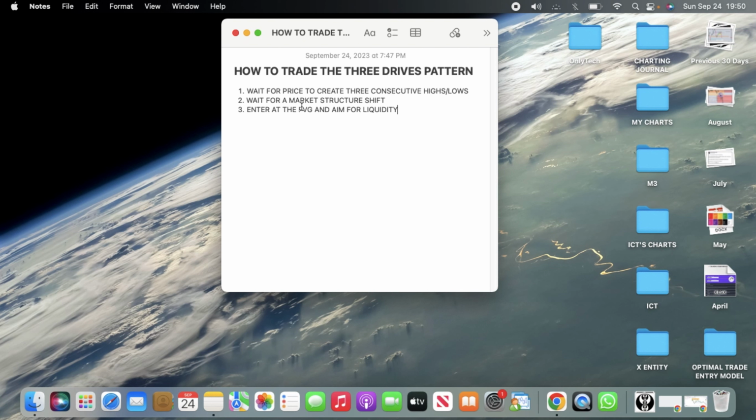So you wait for a market structure shift, and then you enter at the fair value gap, and you aim for liquidity. So in the previous example I just mentioned, if price now takes out the swing high with displacement, that's a bullish market structure shift. So now you're aiming for buy side liquidity.